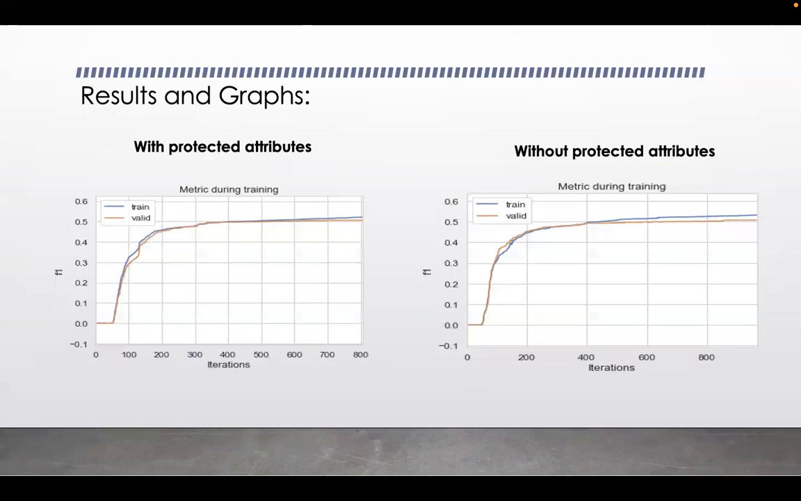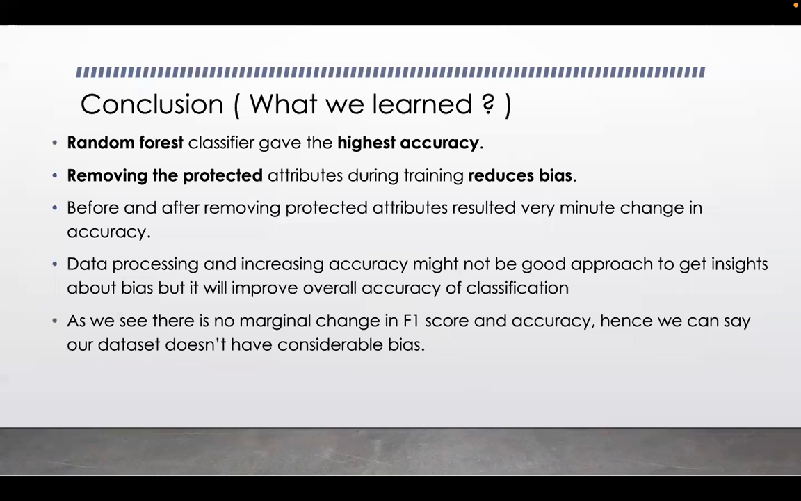The results in the graph show there is a very minute change in F1 score with the protected attributes and without protected attributes. The conclusions we came to are that random forest is the best classifier among the classifiers which we used. Removing the protected attributes during training reduced bias, but in our case, it was very minute. The increase in accuracy and F1 score was very little.